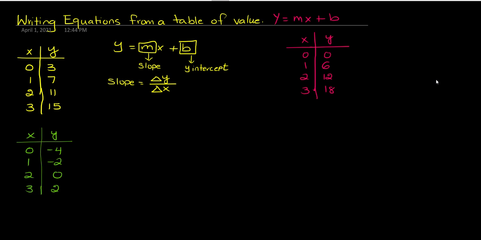The y-intercept is your starting point when x is equal to 0. So looking at the table of values, when x is 0, what is y? Y in this case is 3. So now our y-intercept, which is b, is going to be b equals 3. That's something we can tell right away. Now we need to find the slope.